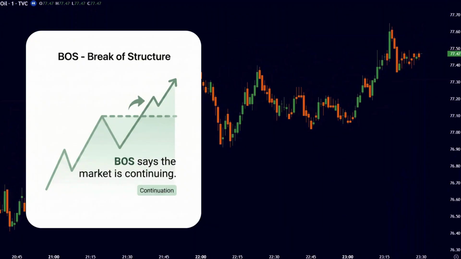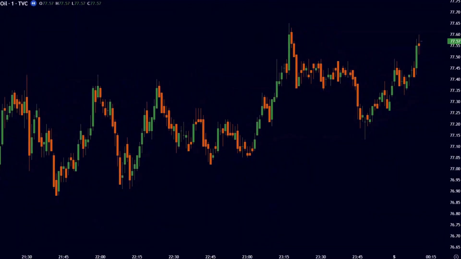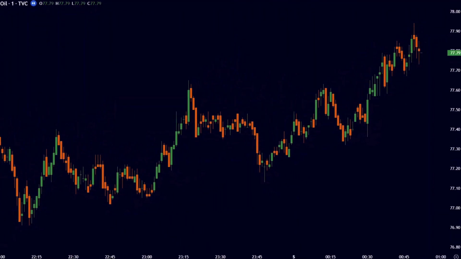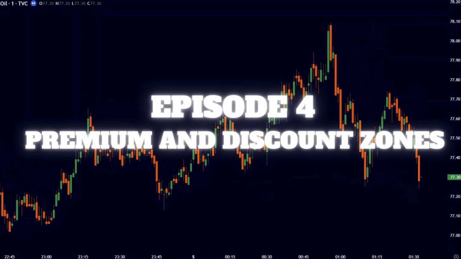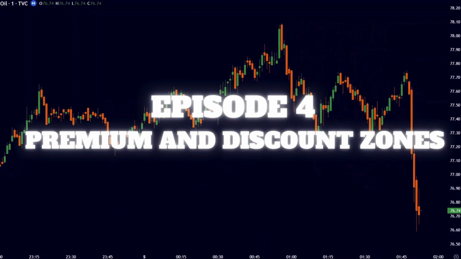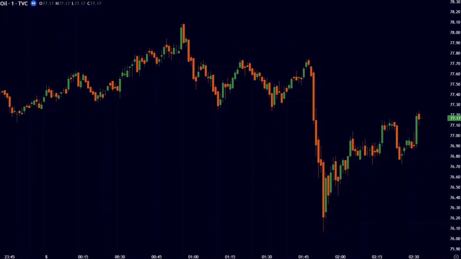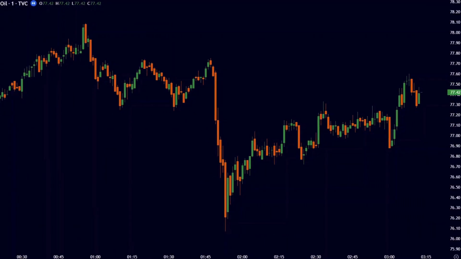BOS says the market is continuing. CHoCH says the market is changing. Know which one you are looking at, and you will always be on the right side of the move. In episode 4, we are moving into premium and discount zones, the ICT concept that tells you whether price is expensive or cheap at any given moment, and how smart money uses that to position at the best possible prices. It is one of the core filters for every ICT entry.